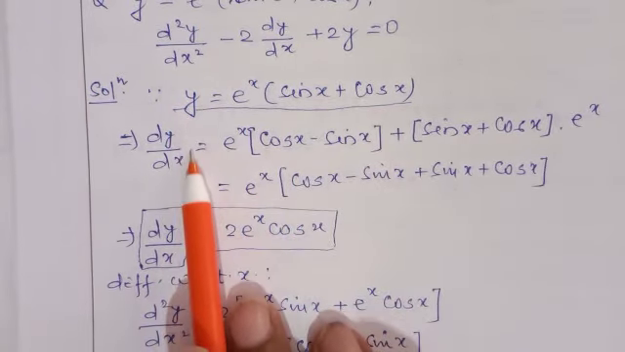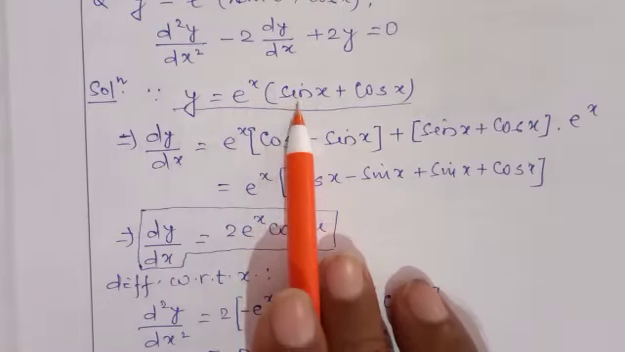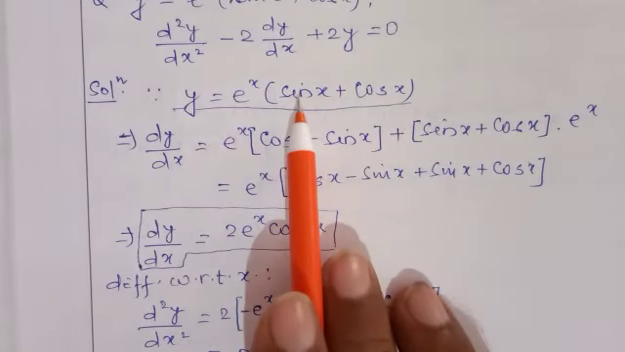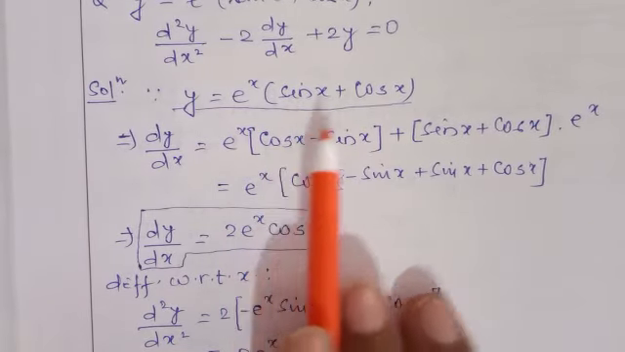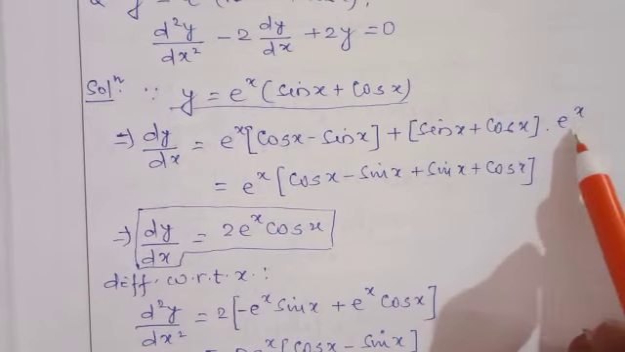So dy by dx, apply the product rule here, u into v. So u into differentiation of v. Differentiation of sin x will be cos x and cos x will be minus sin x. So u into differentiation of v plus v into differentiation of u. Differentiation of e to the power x will be e to the power x.